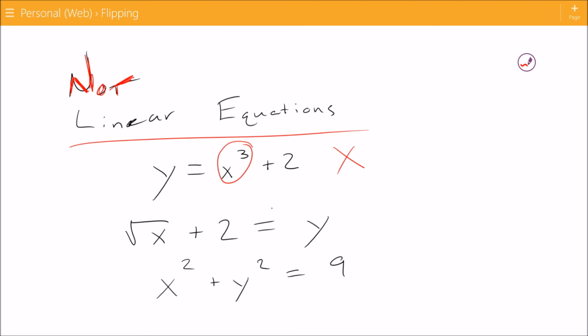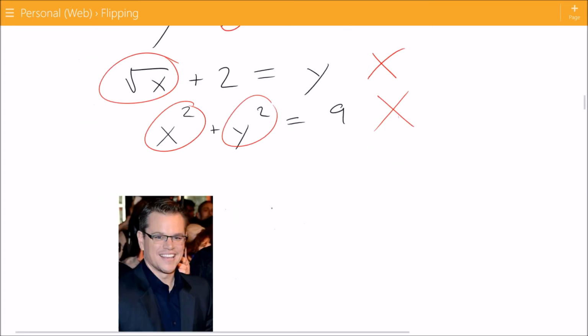I've got square root of x plus 2 equals y. We cannot have a square root. That does not work. Sorry, not a linear equation. And lastly, down here, I've got x squared plus y squared equals 9. Well, what about this? I've got now two of my variables that are greater than the first power. So again, this does not work.